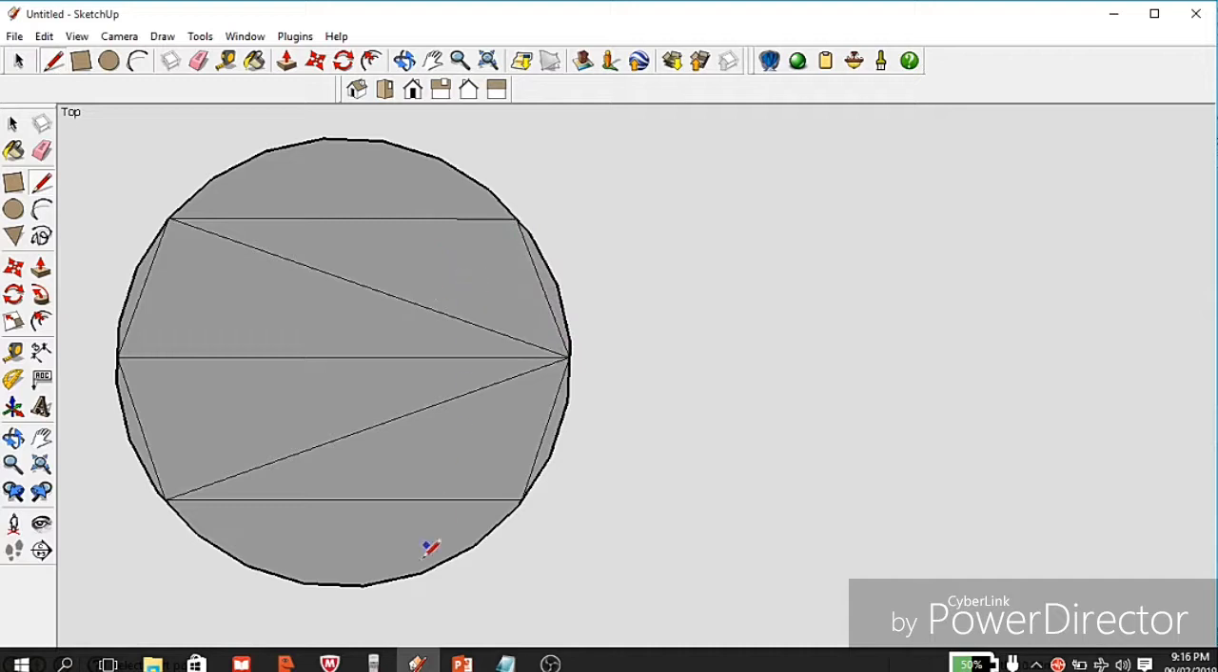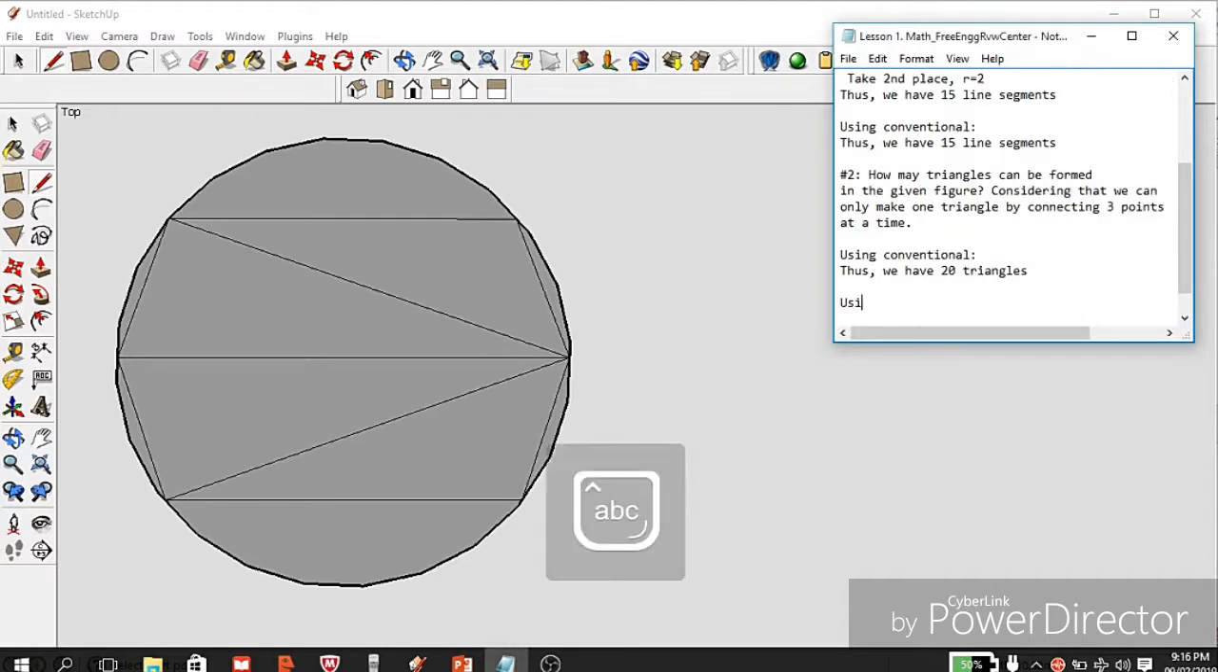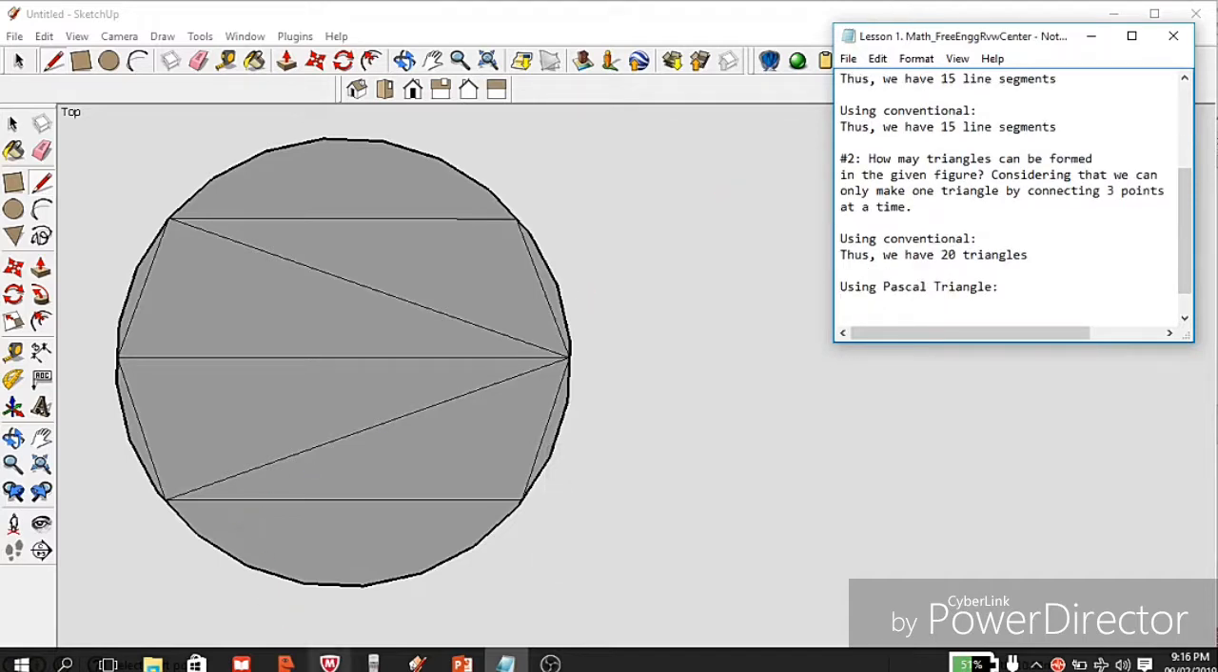So I think this is the last triangle that we can make. So we have 20 triangles. Thus, we have 20 triangles. So now, using Pascal triangle is a lot easier.